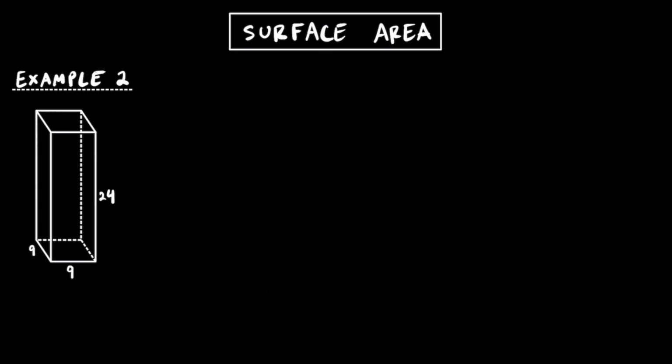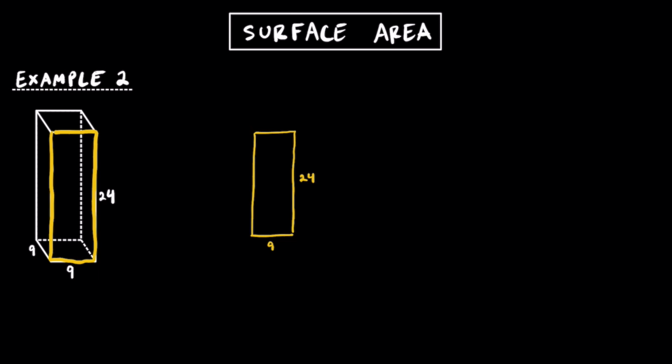All right, example 2. We have another rectangular prism here, and in this problem, let's just start with the front. I generally try to start with one of the bigger shapes just to kind of get it out of the way. So we have a rectangle that's going to be 9 by 24. So let's go ahead and try and draw a net for this. So 9 by 24, maybe something that looks like this, and 9 would be the base, I guess, and the height would be 24.